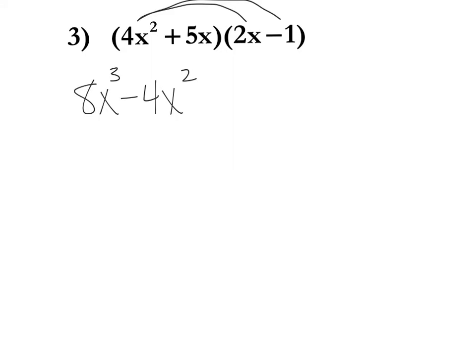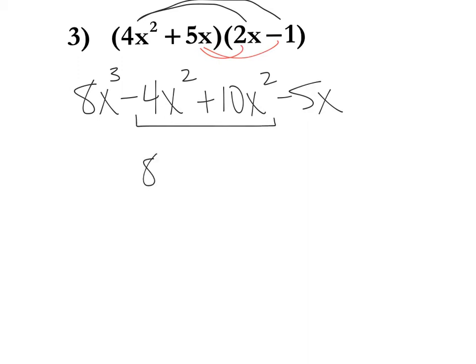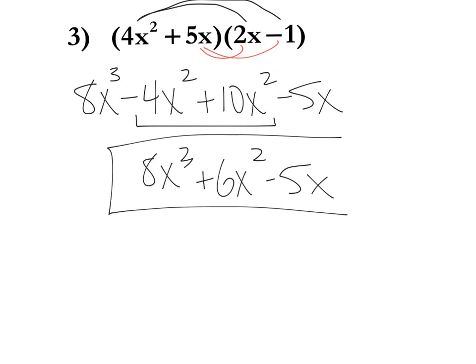Now I'm going to take my 5x and distribute it also to everything in that second binomial. 5x times 2x is 10x squared. 5x times negative 1 is negative 5x. Again, we just combine these like terms here in the middle. Get 8x cubed, excuse me, 6x squared, and 5x. And there we go, just combining like terms, and finished.